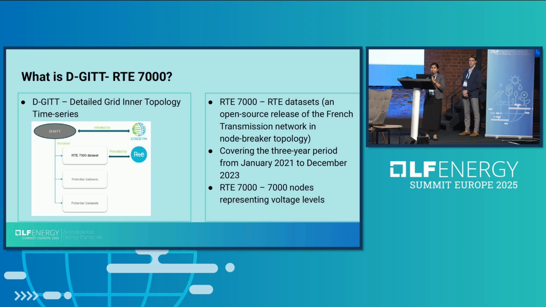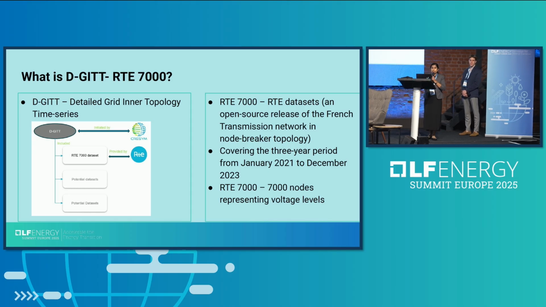So what is D-GITT? D-GITT stands for Detailed Grid Inner Topology Timeseries, a centralized open dataset hub initiated by CRESYM. The goal is to support collaborative research and power system modeling, making high-quality grid data openly available. D-GITT introduces the first contribution, the RTE7000 dataset provided by RTE. And if new or additional datasets are to be contributed, they are most welcome from other contributors as well.